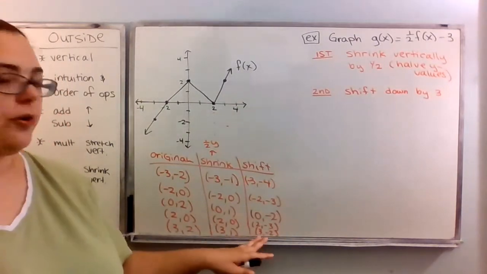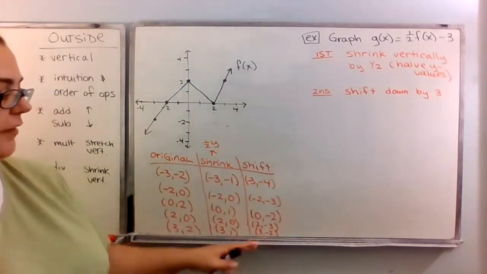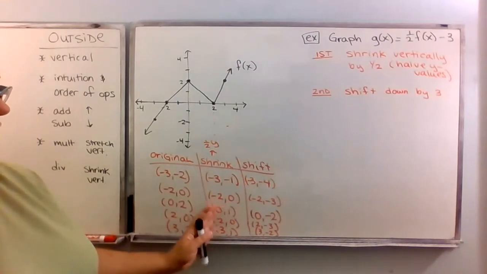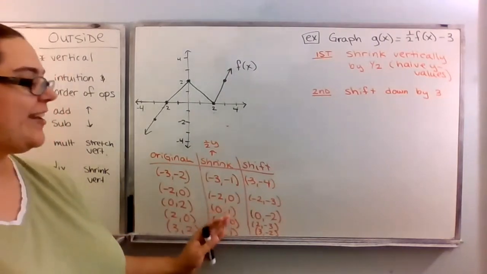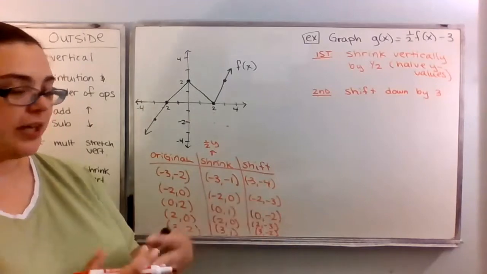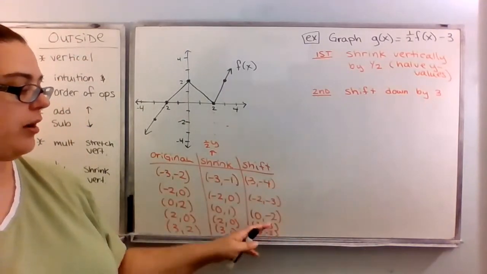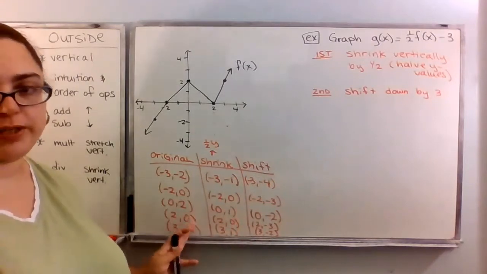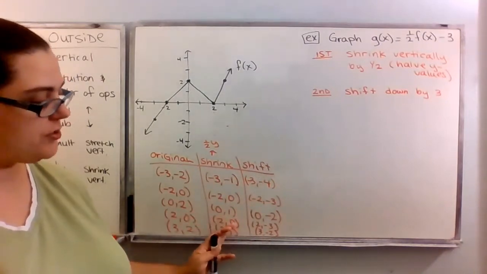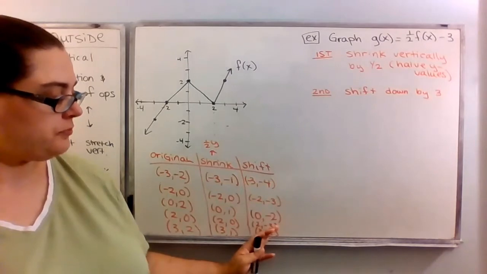Okay, so that's going to be after we do our shrink, then we do our shift. Because we're doing these transformations in order, that's why I did this shifting part based off of the shrink point, not the original, right? Because we do the shrinking first, and then we do the shifting.